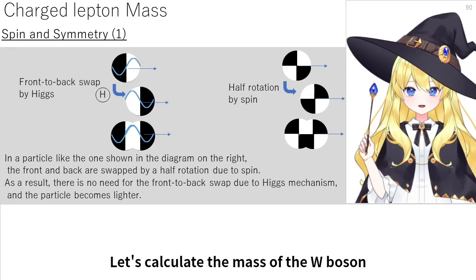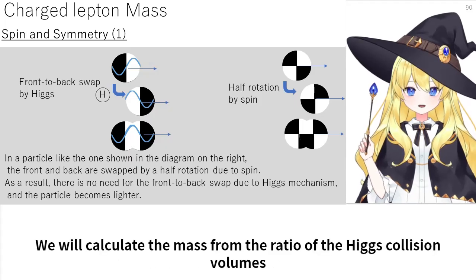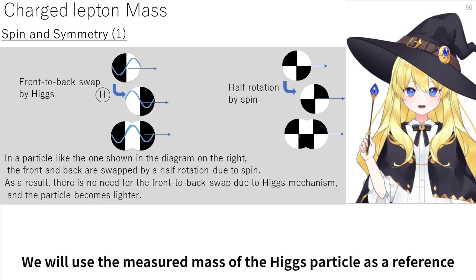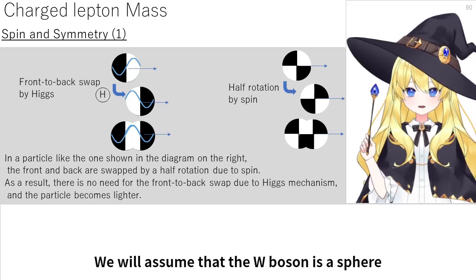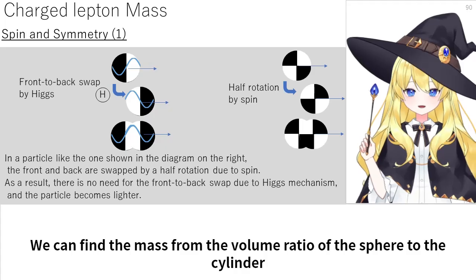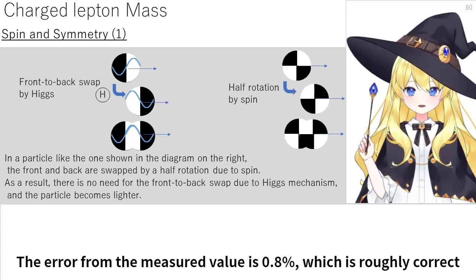Let's calculate the mass of the W boson. We will calculate the mass from the ratio of the Higgs collision volumes. We will use the measured mass of the Higgs particle as a reference. We will assume that the W boson is a sphere. We can find the mass from the volume ratio of the sphere to the cylinder. The error from the measured value is 0.8%, which is roughly correct.